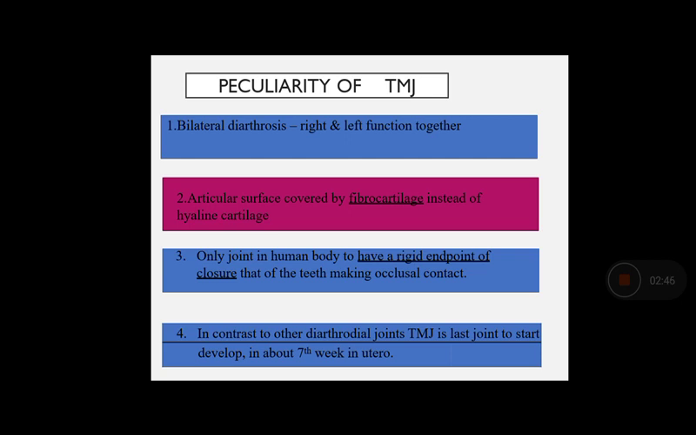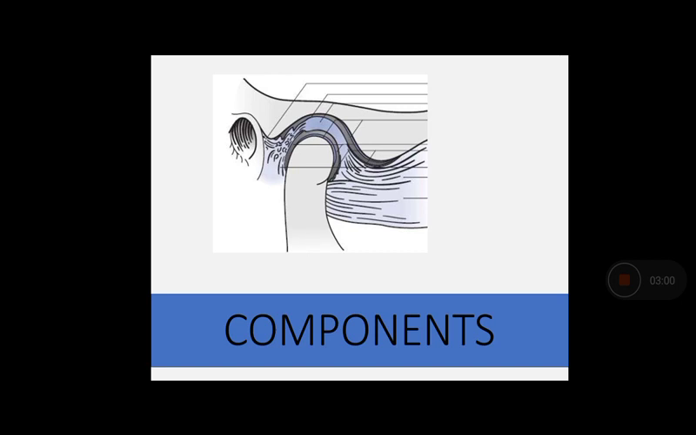Okay, now the other peculiar feature is that compared to all the other diarthrodial joints, TMJ is actually the last joint to develop. Okay, so it develops at about the 7th week of in utero life. Okay, so these are the peculiar features of the TMJ.